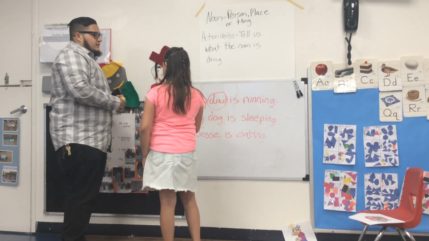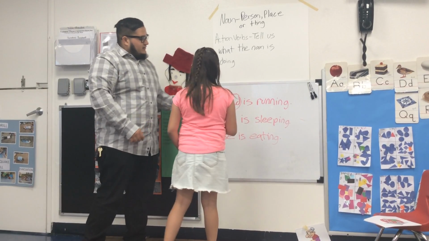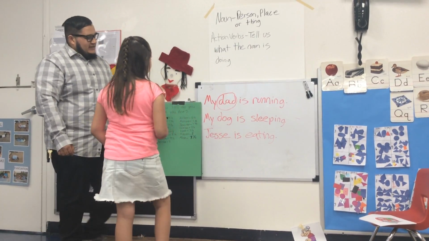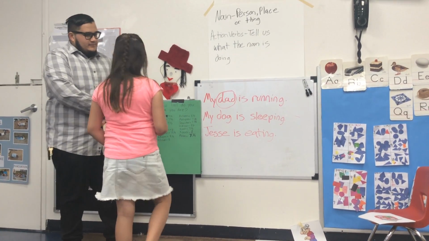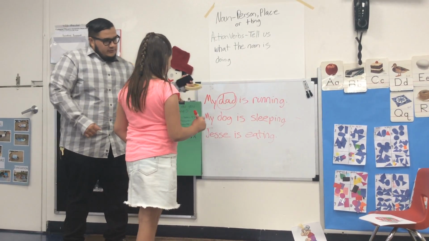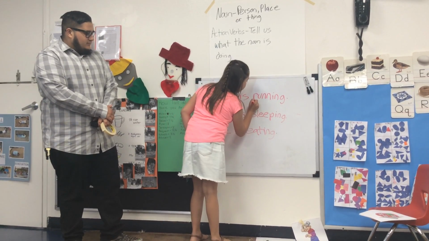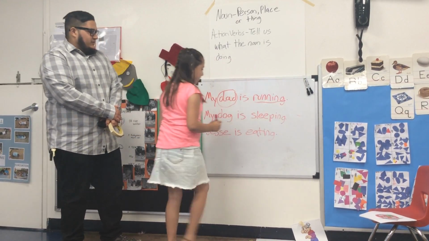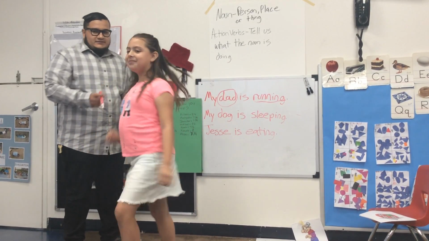Good. Now, can you tell us what the action verb is? What is your dad doing in this sentence? My dad is running. Running. Good. Can you underline the word running? Thank you. Go ahead and have a seat. I'll take that from you. Zeke, come on up.